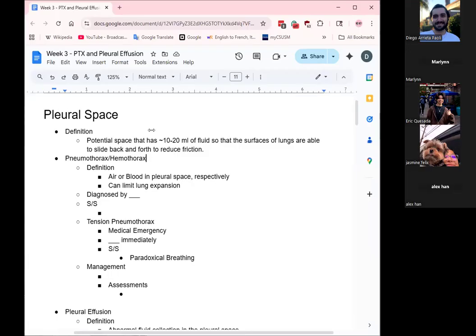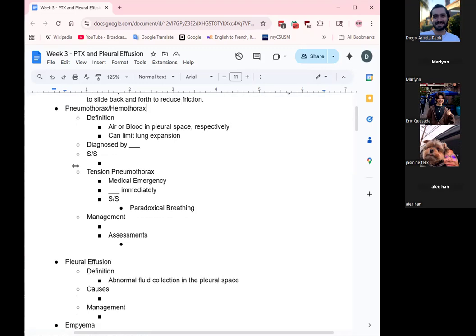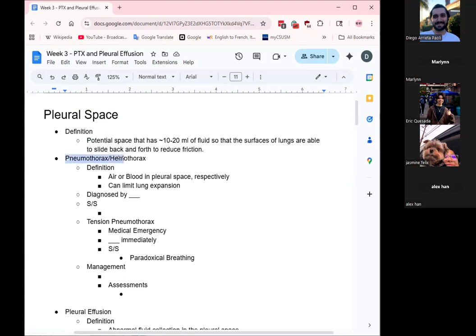Kind of like the pericardial space that your heart has. So it's not meant to be filled with much. It has maybe 10 to 20 mLs of fluid, but other than that, it's not meant to be filled with stuff. So the issues start to arise when you have a pneumothorax, a hemothorax, or a pleural effusion.